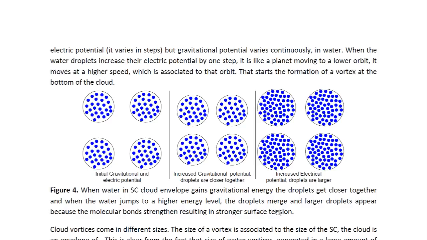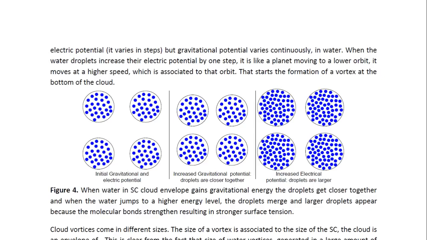But the gravitational potential varies continuously in water. So you can have any values in between any other values. There is always an infinite number of possibilities. When the water droplets increase the electric potential by one step, it is like a planet moving to a lower orbit. It moves at a higher speed, which is associated with that orbit.